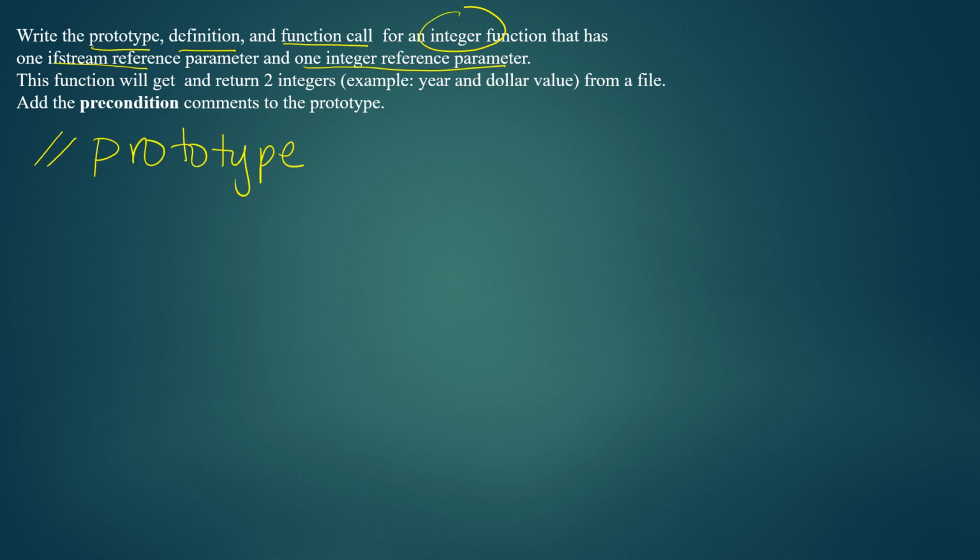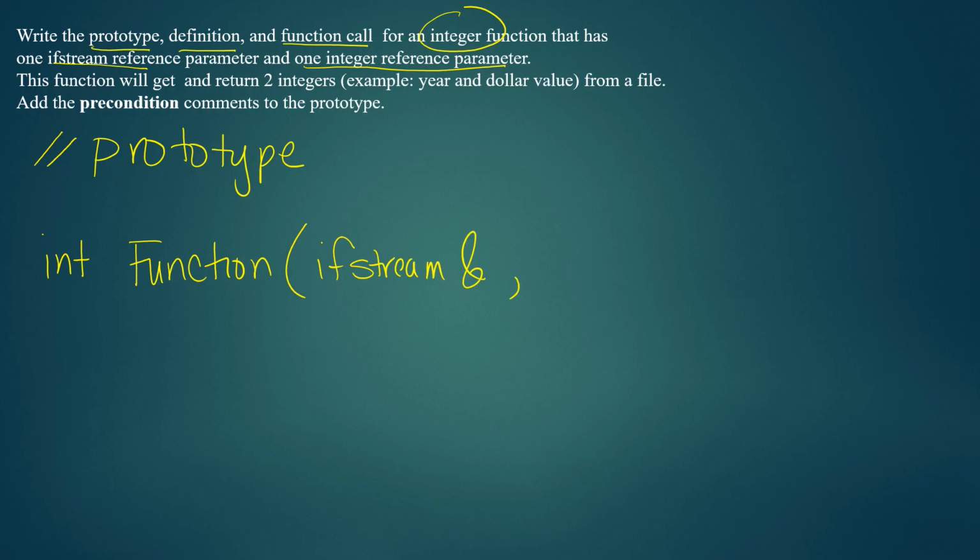it's just a single statement. It has an integer return type. The name of the function, I can just call this function. You can name it whatever you want. It has one IF stream reference parameter, and it has one integer reference parameter. So this is a function declaration or prototype. So it's just going to be a single statement with a semicolon.